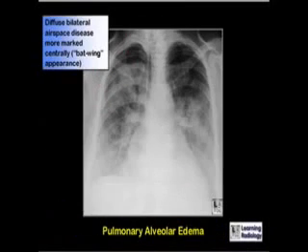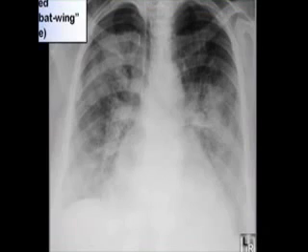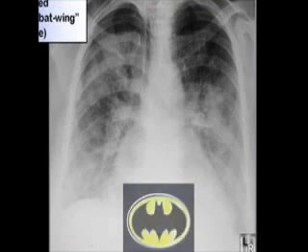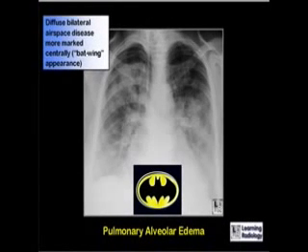In this case, there are diffuse bilateral airspace densities in a perihilar distribution, which tends to spare the outer aspect of the lung. This is called the bat wing or the angel wing appearance of pulmonary alveolar edema.